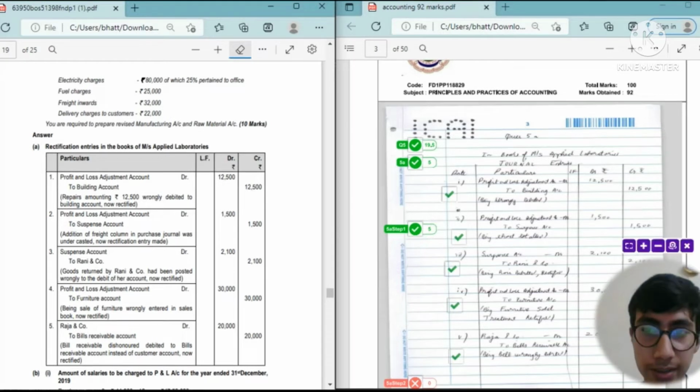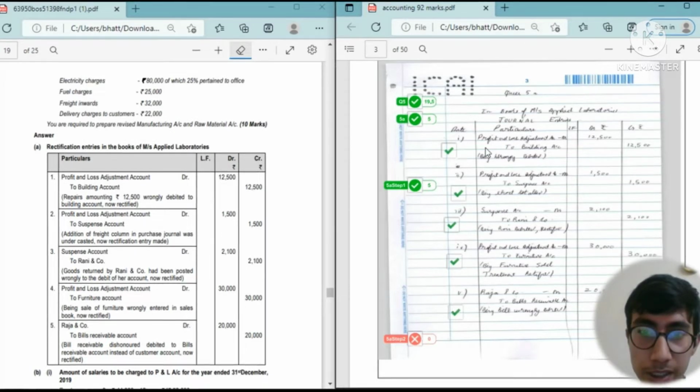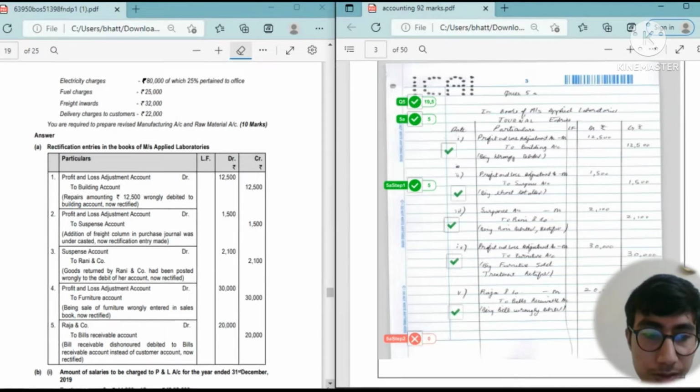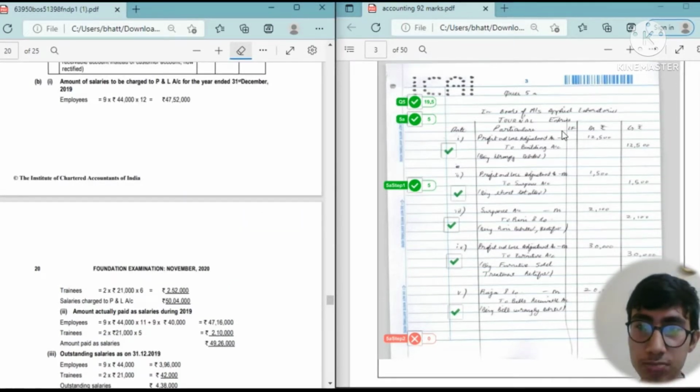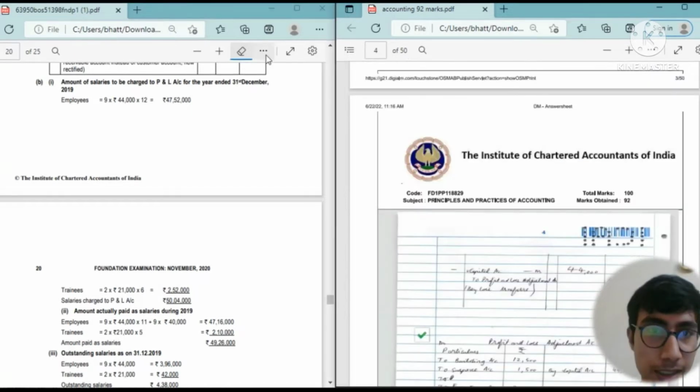So you can see the entries here. My entries are matching. I'll also provide the PDF in the description box. Here you can check, all 5 entries for 5 marks are there, so the examiner gives straight away full marks. And you can see my handwriting is pretty bad, still it doesn't matter as long as your numerical figures are readable.